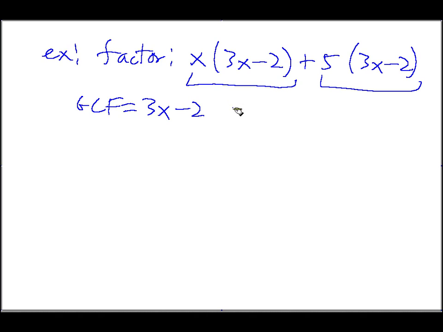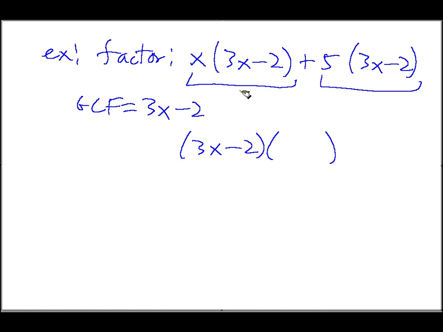All right then. Since that's the GCF, 3x minus 2, let me take it out. In other words, let me write this entire expression as the product of 3x minus 2 times something. Again, because these two expressions have 3x minus 2 in common, I can take it out and then multiply it by something to get back the original.